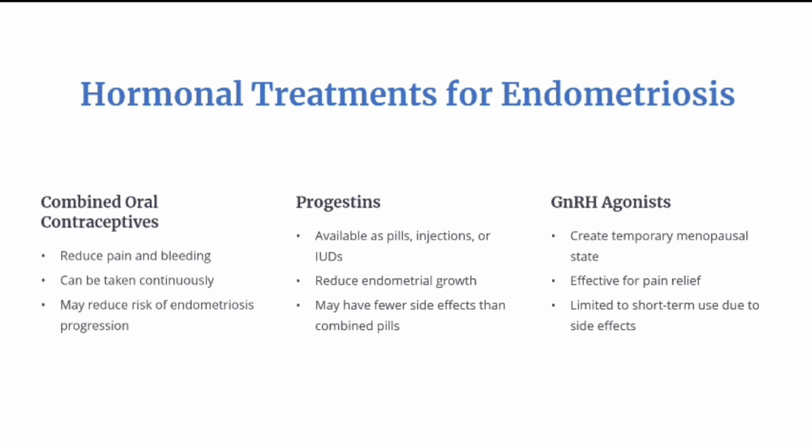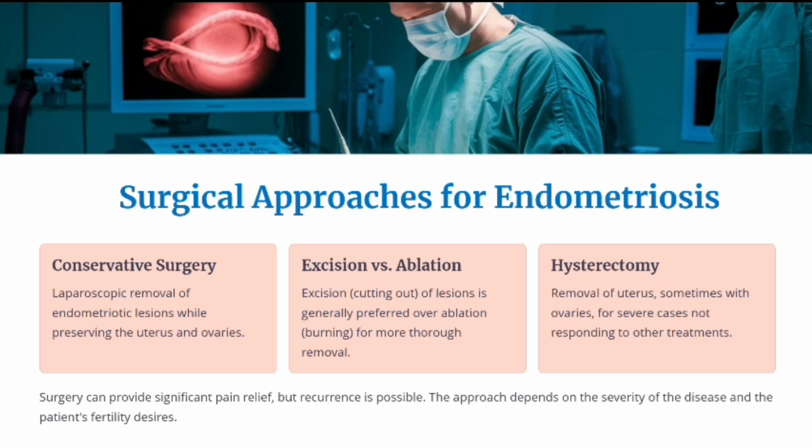Surgical approaches for endometriosis. For severe endometriosis, surgery may be needed. Laparoscopy is the gold standard, removing or burning endometrial lesions while preserving fertility. In extreme cases, a hysterectomy may be considered if other treatments fail.